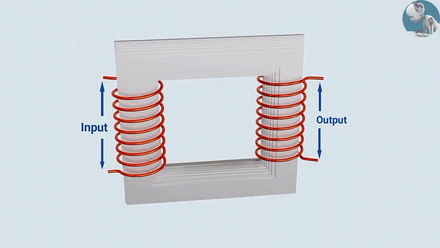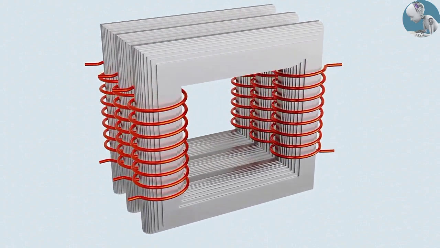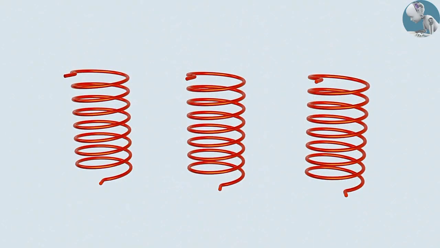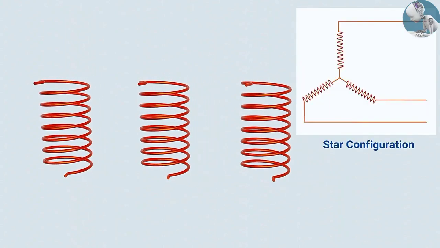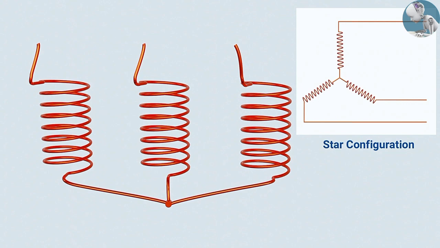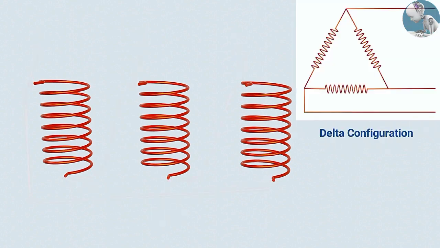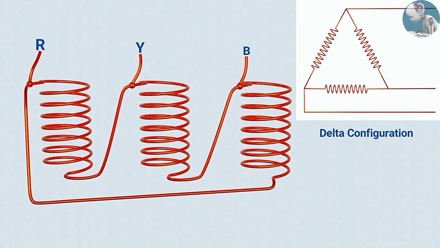The input and output connections of a single-phase transformer are straightforward and simple, but a three-phase transformer connection is quite tricky. Let's take the primary windings for instance. There are two ways to connect these coils. One is called star configuration, in which all three similar ends are connected to form a common neutral, with the remaining ends being phase terminals. Another method of connection is called delta connection, in which the start of one coil is connected to the end of the other. No neutral point is obtained from this configuration.